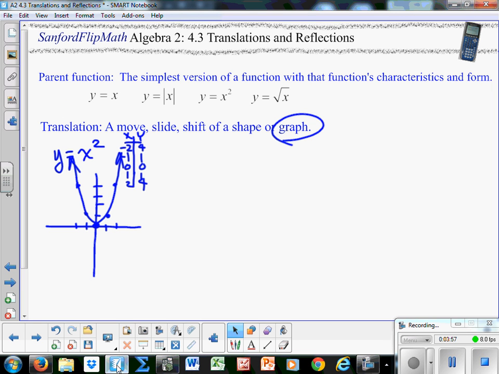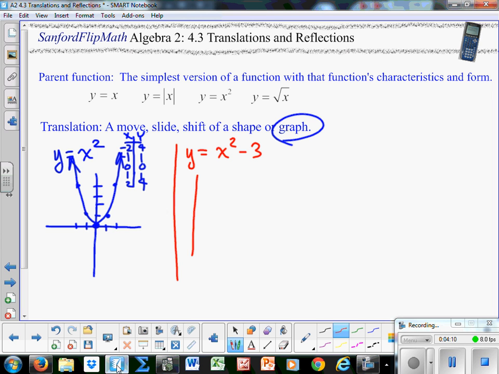Okay, so now the question is, what if I do y equals x squared minus 3? Again, I'm not going to do points every time like this, but I'm going to do it now just because we're getting started. So I'm just substituting in negative 2 squared. Now remember, negative 2 squared is really 4. You have to be careful how you write things down.